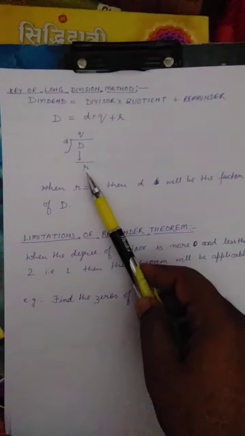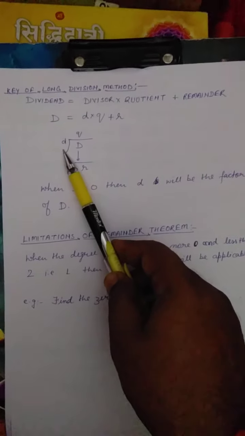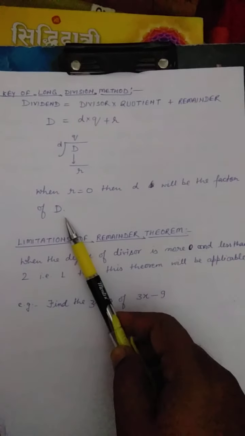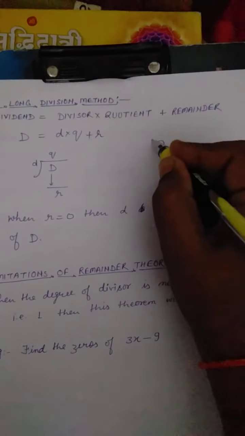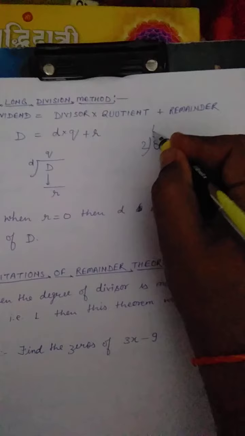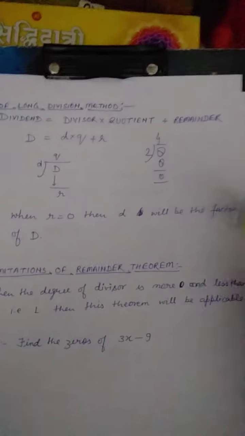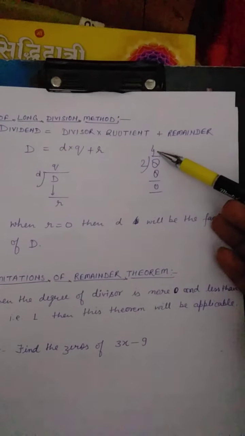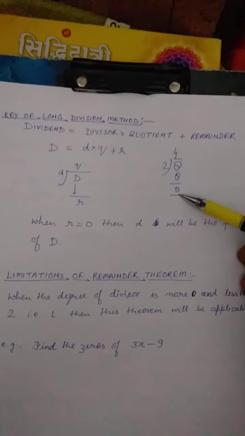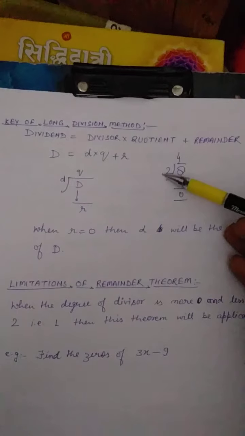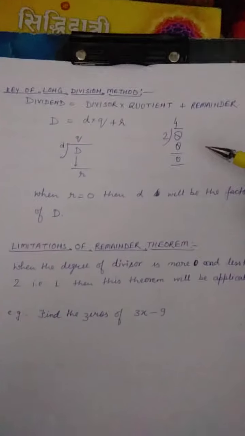If in any case the remainder comes as 0, then we can say this small d is a factor of capital D. Suppose you are going to divide 8 by 2, then 2 fours are 8, correct? This comes as 0. We have divided 8 by 2. The quotient is 4 and the remainder is 0. Since the remainder is 0, we can confirm that 2 is a factor of 8, right? So this is the actual procedure.